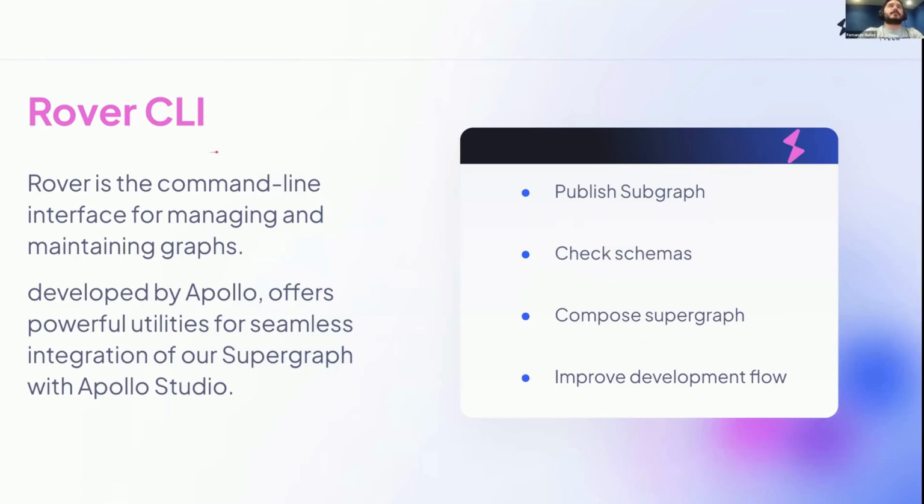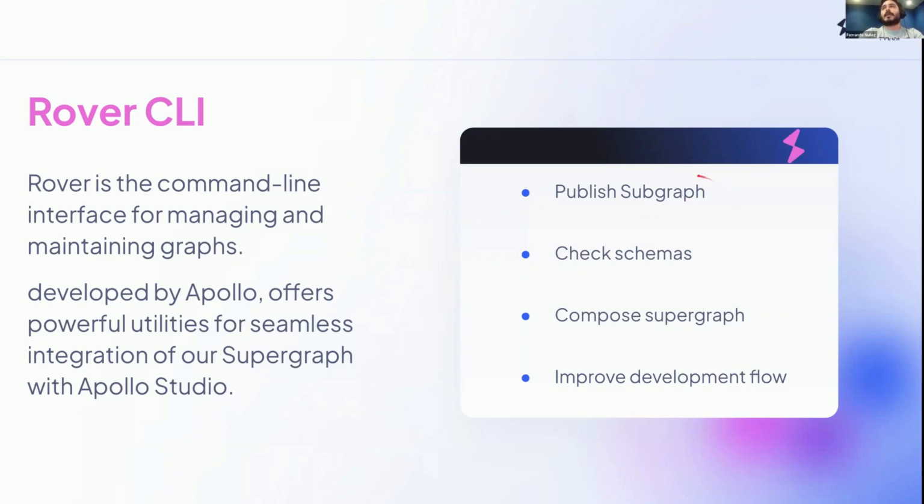And we have the Rover CLI, a command line tool that basically helps us to manage and maintain the graphs. It is developed by Apollo and offers powerful utilities for seamless integration of our supergraph with Apollo Studio. Basically, Rover will be like our best friend when we are developing with Federation, because it helps us a lot to perform different tasks that we need to do.